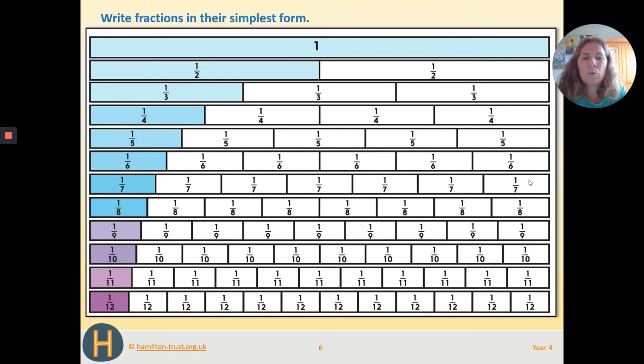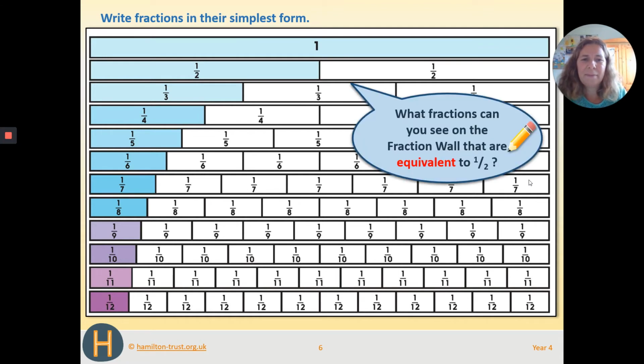Let's have a look at our fraction rule. On the fraction rule, we've got a shaded 1, a shaded half, third, quarter, 1/5, 1/6, 1/7, 1/8, 1/9, 1/10, 1/11, and 1/12. Bit of a tongue twister for me there. What fractions can you see on the fraction rule that are equivalent to 1/2? So what we'd do is we would find a half, the line that marks half, and we would go all the way down and see where it matches. So you can see how many quarters it matches with, how many sixths. Doesn't match with sevenths because you can't cut this in half. It matches with eighths, doesn't match with ninths, it matches with tenths, and it matches with 12ths.